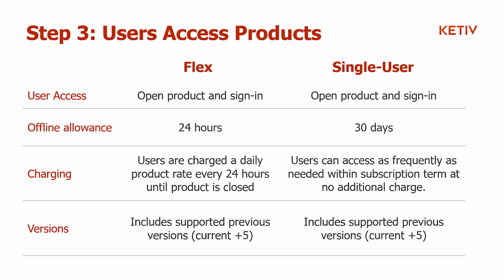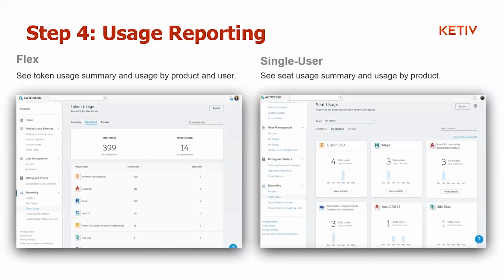Alrighty. Now the last part, step 4, usage reports. This time I'll start on the right-hand side. Many of you with single user subscriptions may have familiarity with the seat usage reports within your Autodesk account portal. The usage report on the right-hand side for subscriptions gives an aggregate, high-level view of products that are utilized and the total number of users that have access to each of those products.